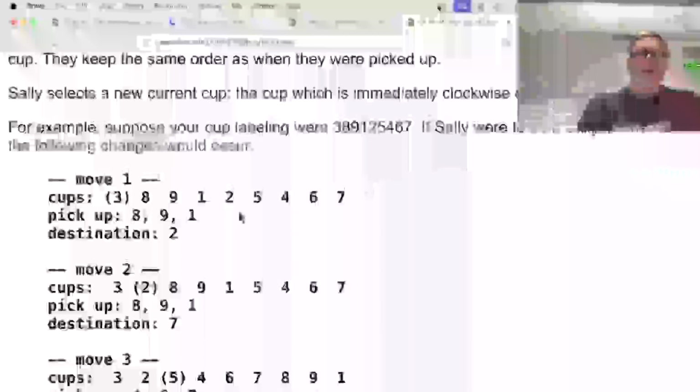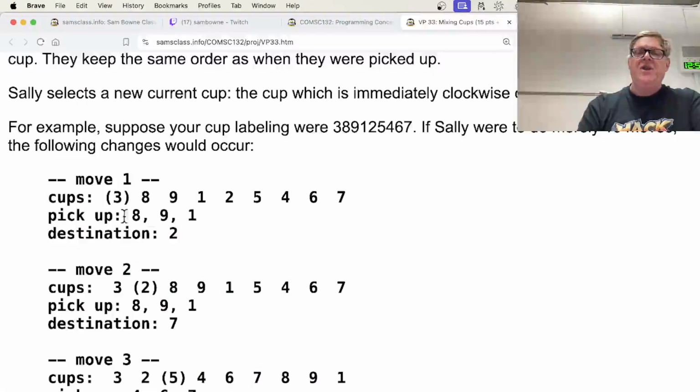So here's some examples. If you start with this ring of 10 cups, the parentheses indicate the active cup. Cup 3 is active, and then you have these cups in this order. So you pick up 8, 9, and 1, and you move them to 2. 1 below 3, 2 is in the circle, so take those and put them after 2. So this is pretty obvious. Then the active cup moves to the next cup, which is now 2. So you end up here.